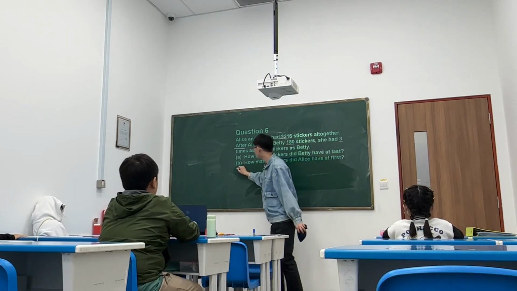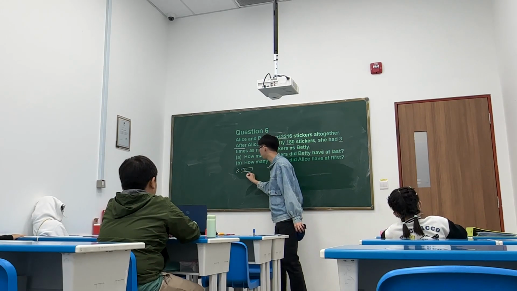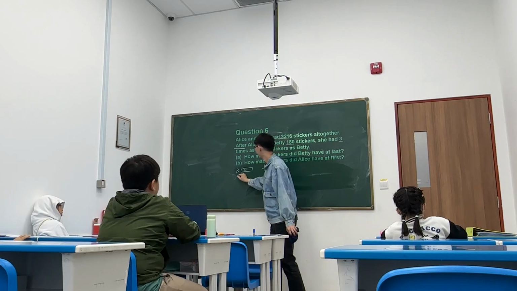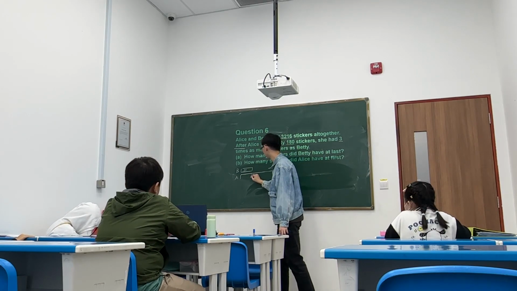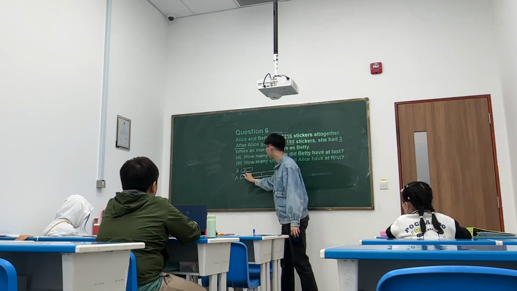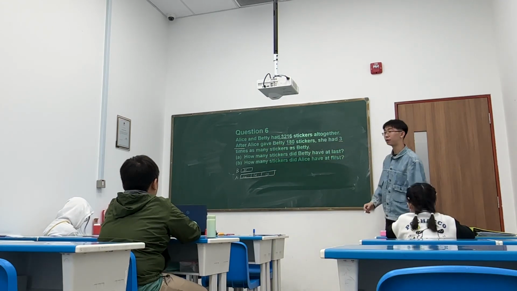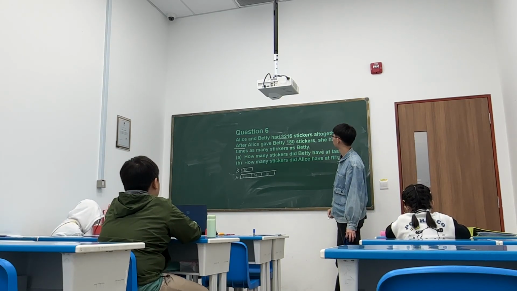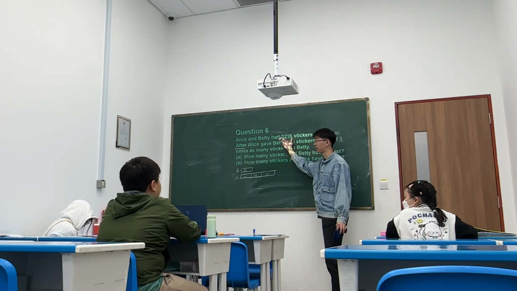Oh, we draw Betty first. Okay, so Betty has 1 unit. Then how many units will that be for Alice? 3 units, perfect. Alice will have 3 units over here. Okay, 1 unit, 1 unit, and 1 unit. And then, what other information is given to us? Oh, they have this amount of stickers altogether.